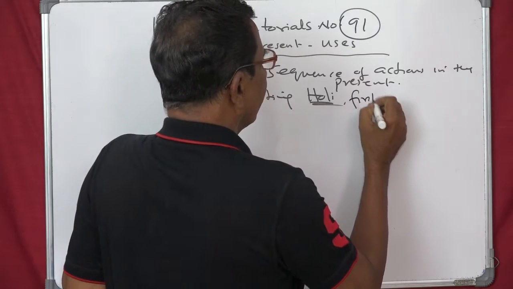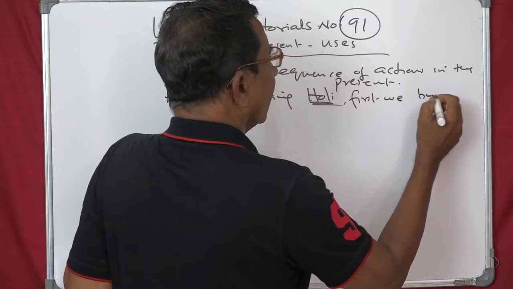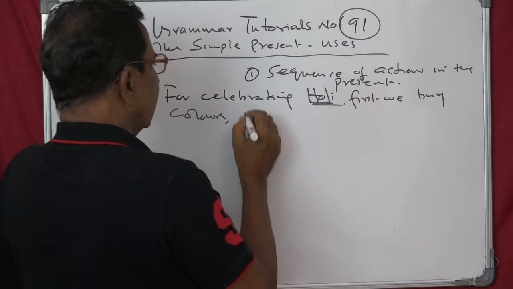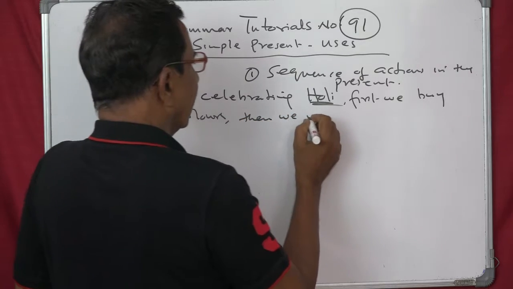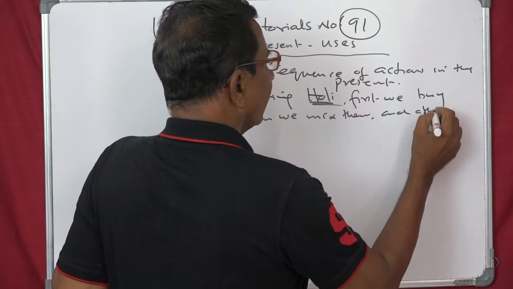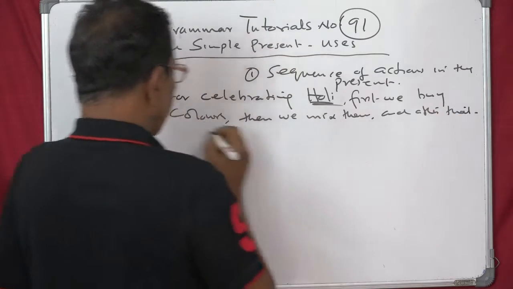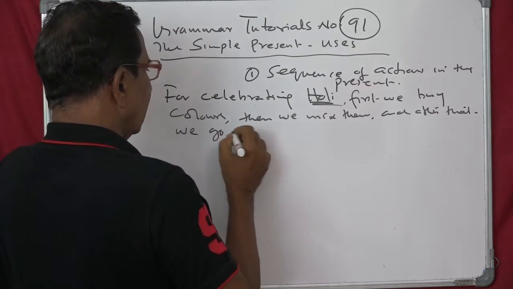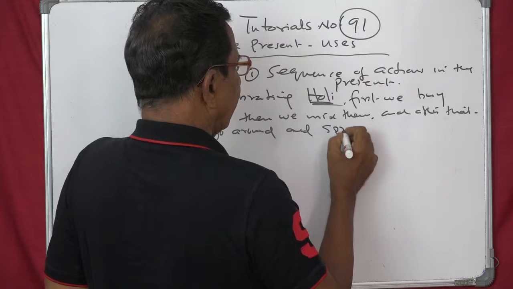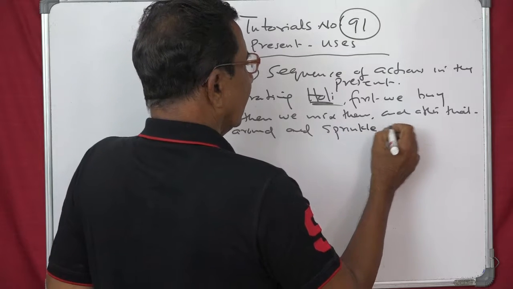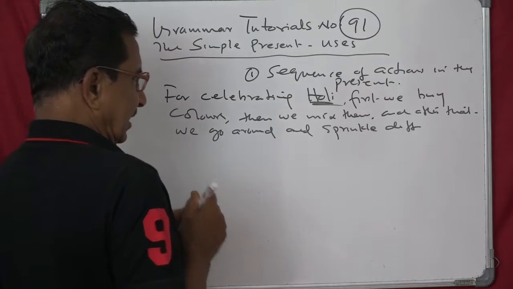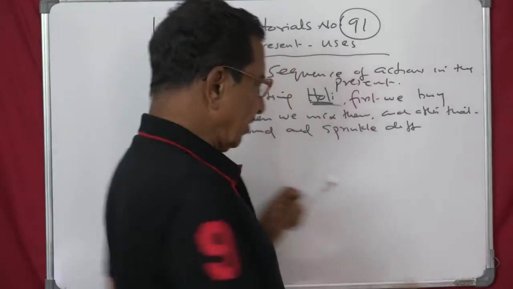First we buy colors, different colors are there. Then we mix them, and after that we go around and sprinkle the different colors, sprinkle a clash of colors. That will be beautiful. A clash of colors.